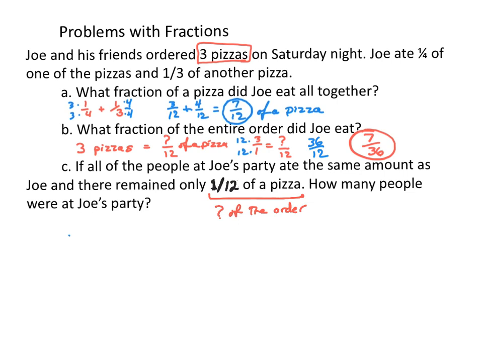Okay. Well, let's find out. So in the order, there are 3 pizzas, right? If you divide that into 12ths, that would be 3 pizzas is how many 12ths? And that would be 36 twelfths. Okay, this is 36 twelfths of the order.